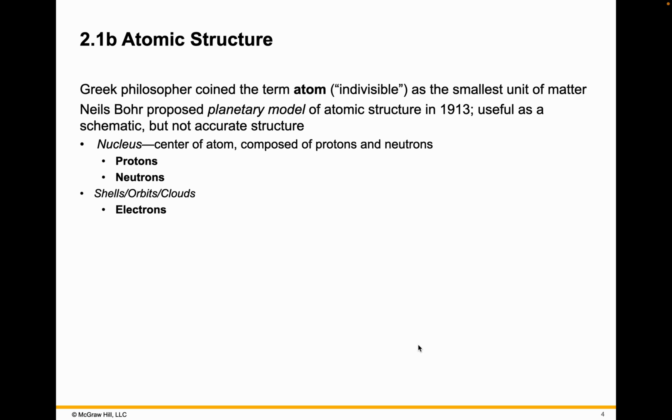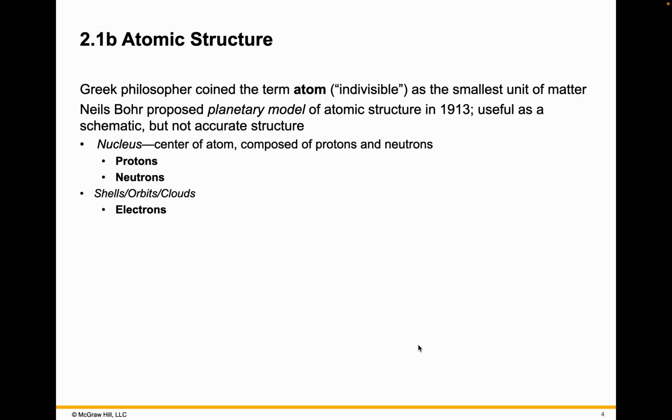So we have a nucleus in the center of that atom. The nucleus contains the protons and the neutrons, protons with a positive charge and neutrons with no charge. Protons and neutrons are approximately the same size, which is 1 atomic mass unit. And around that nucleus are variably referred to as shells, orbits, or clouds.